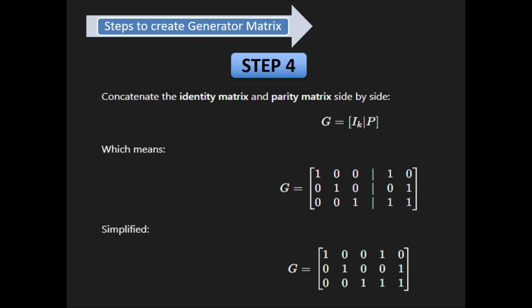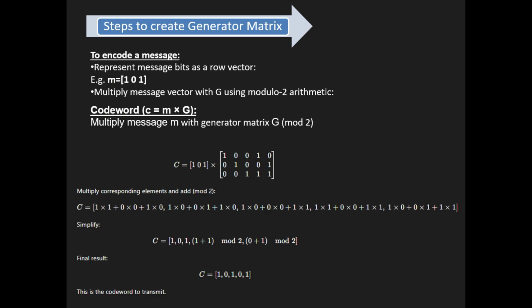Then what will be the code word? So the code word will be the generator matrix: the length of the identity matrix is 3, and the parity matrix is 2. So 3 plus 2 is equal to 5. That means 5 is the code word. Simplified, 1 0 0, 0 1 0, 0 0 1 is the identity matrix for the data bits, and 0 1, 0 1, 1 1 is the parity matrix. Now, the steps to create the generator matrix are the last stage.